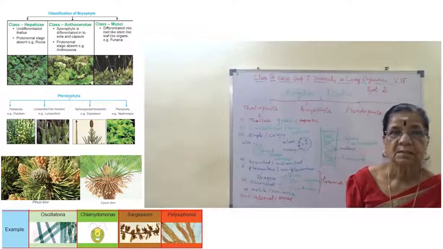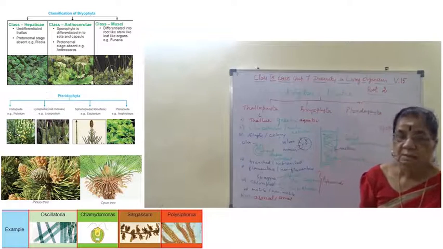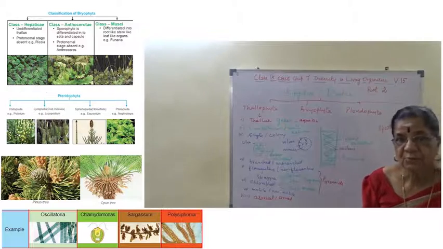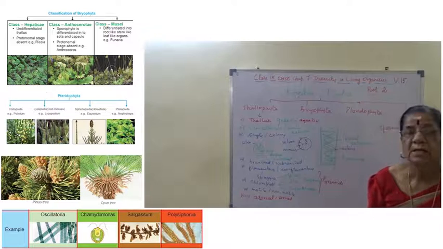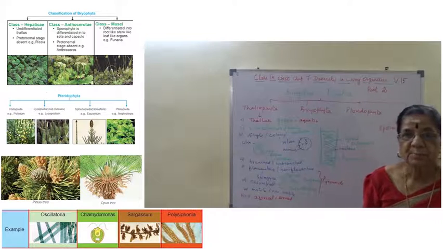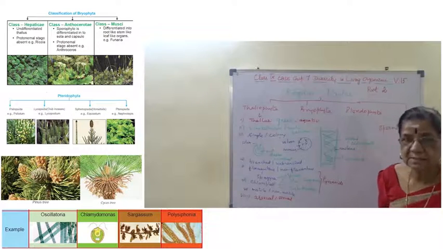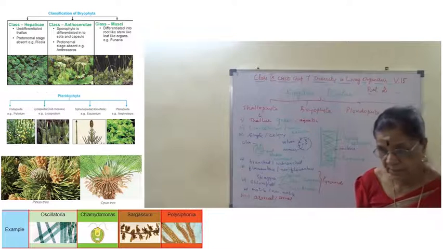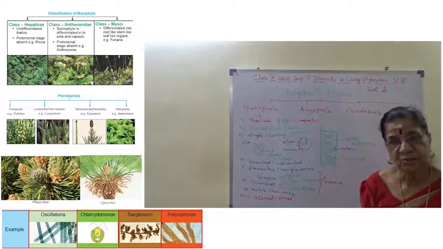So this amphibious mode of life, first, water is a must to complete its life cycle. Otherwise we say moisture is needed to complete its life cycle. This is for bryophyte, just a brief note. Another amphibious mode of life: moisture is needed to complete the life cycle.